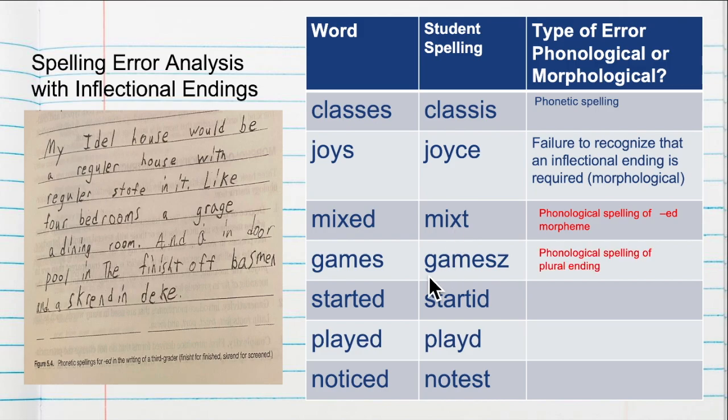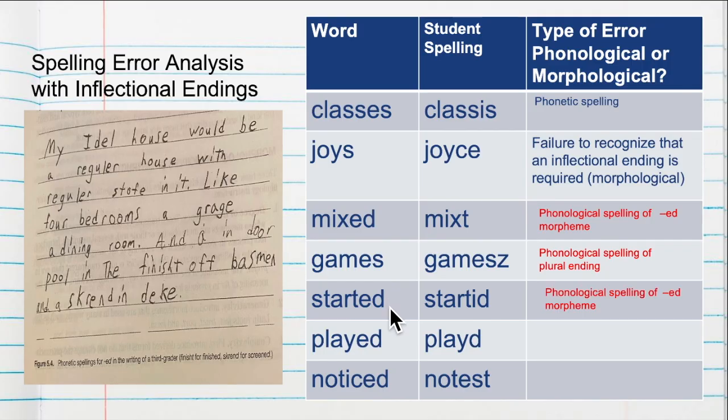How about games? So we have games. They recognize that they have a plural, but they hear the Z, so they're adding that Z on there. Yeah, that's again teaching them that the Z is going to be made with the way that the word is, with the long vowel sound.